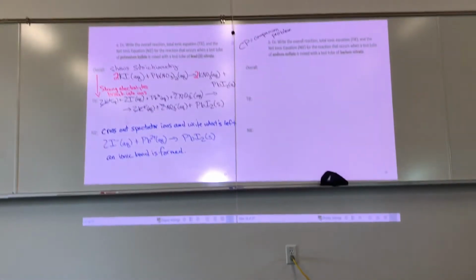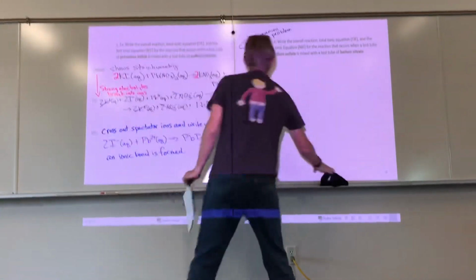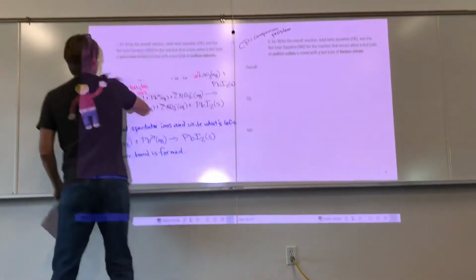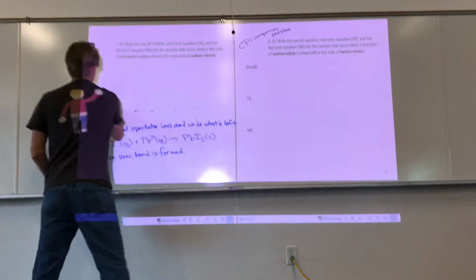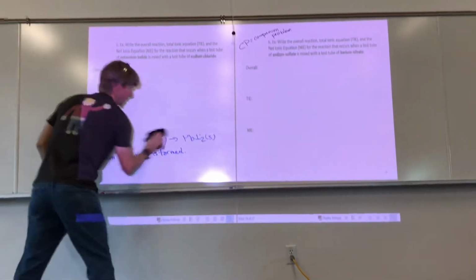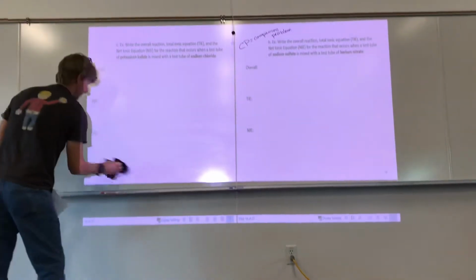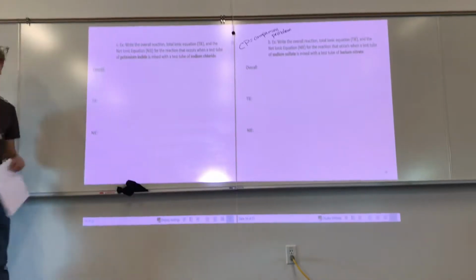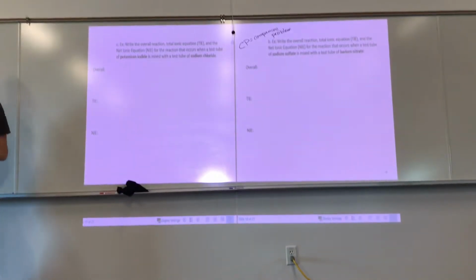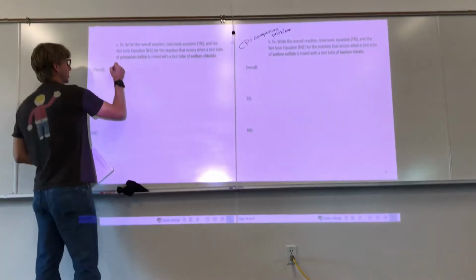I know we're going to do at least one more. We're not going to do all of this, but we'll talk about it, see what happens. Potassium iodide and silver chloride. Well, let's at least write the reactants here.